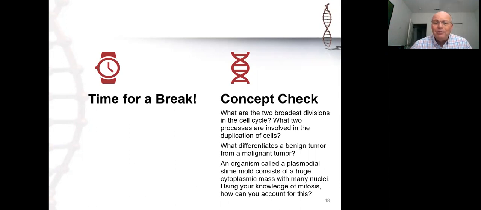Here are the concept check questions that I'll answer when we come back from the break. What are the two broadest divisions in the cell cycle? What are the two processes that are involved in the duplication of cells? What are the differences between a benign tumor and a malignant tumor? And there is a really cool looking organism called a plasmodial slime mold. These are very real, that consists of a large cytoplasmic mass, a truly large cell with multiple nuclei. Based on what you know about mitosis, how can you account for the existence of this type of organism? I'll see you on the other side of the break.